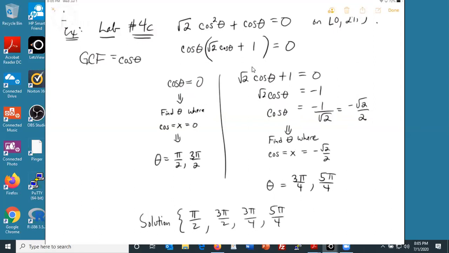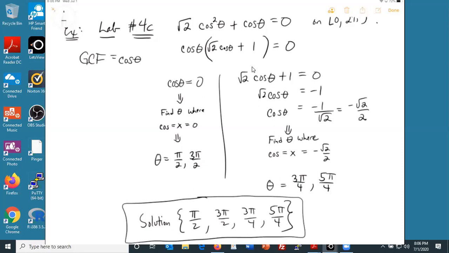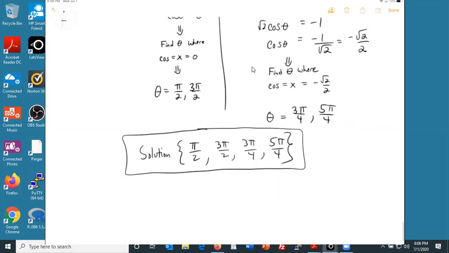5 pi over 4. Remember, this is one equation, so there's one solution. Well, one solution set. There's 4 solutions, but they should be placed into a set because these are solutions to the whole equation, not just the individual factors. So you don't want to make it look like there's 2 different sets of answers. It's really just all one big set of answers. So you group them together in the end, and then that will be your answer. Okay?